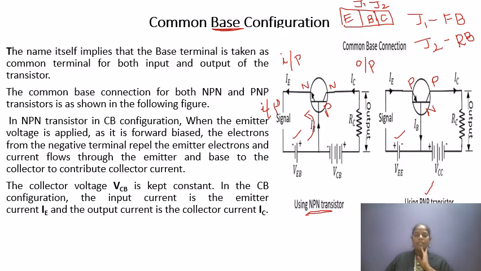The collector voltage VCB is kept constant. In this case, to measure the output, the voltage is kept constant. So the input current is the emitter current and the output is the collector current. Since the base is very lightly doped and its size is very small, maximum of the input current is transferred towards the collector current. So the input is IE and the output is IC.